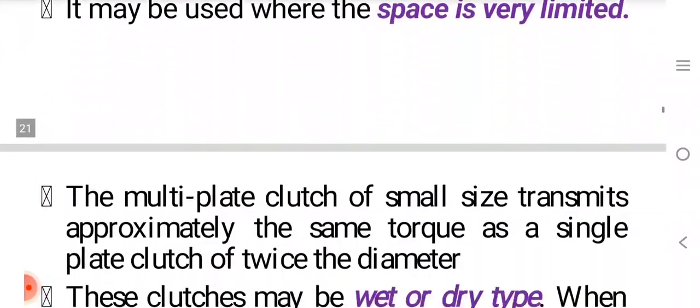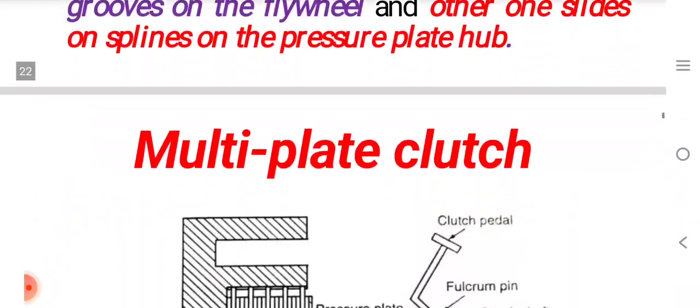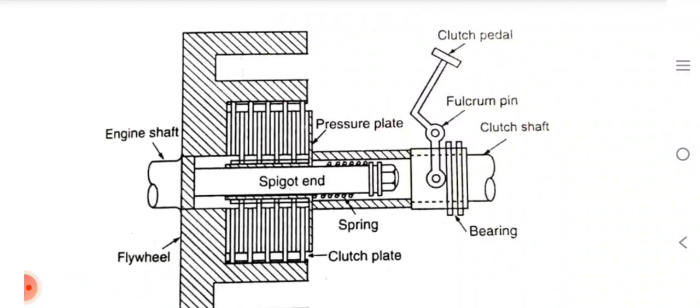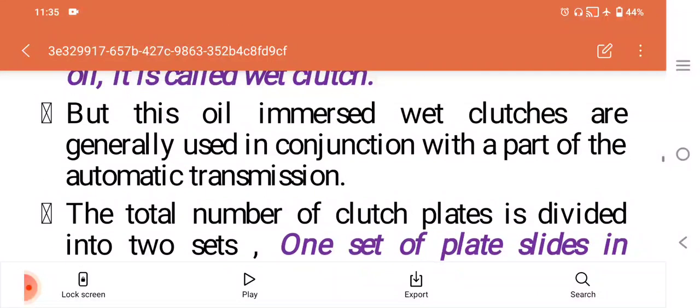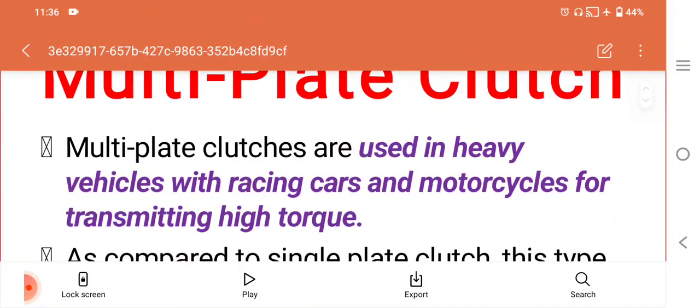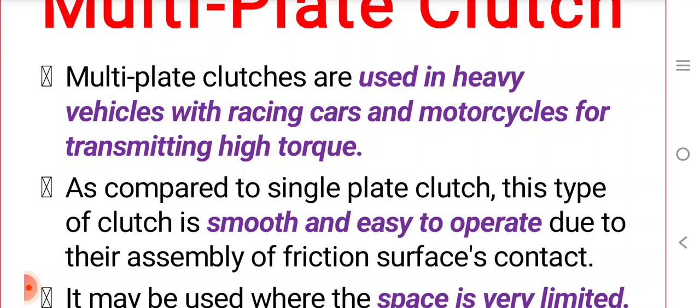This is the multi-plate clutch diagram. The multi-plate clutches are used in heavy vehicles, racing cars and motorcycles for transmitting high torque.